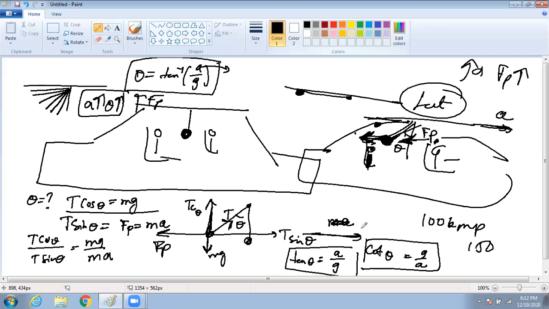So what we saw is that tan theta, your inclination, is nothing but a by g. g is already a constant for Earth. You are not going to the Moon or to Mars. So this g is a constant. So what is it actually depending on? Acceleration. Acceleration of the car. So if the car goes at a much faster acceleration, then your inclination will become more.